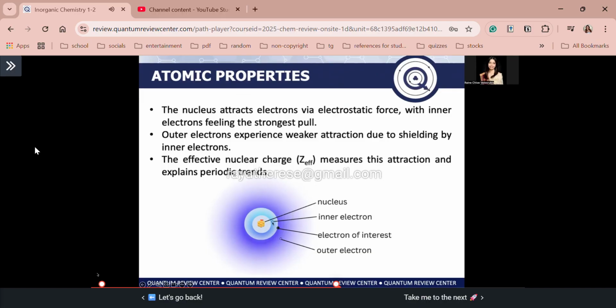Okay? Now the inner electrons feel the stronger pull, while outer or valence electrons experience weaker attraction to the nucleus. Now why? The weaker attraction is because the inner electrons cancel and shield some of the nuclear charge being received by the valence electrons. Because of this, the effective nuclear charge, or Zeff, measures this net attraction and is used as a basis in explaining periodic trends.